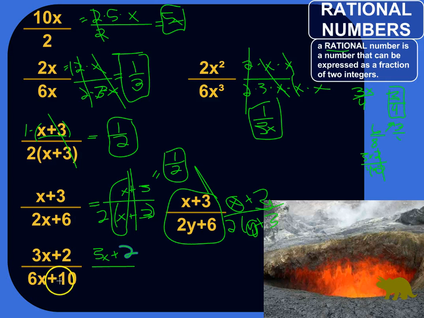So what can we do here? What about a 2? 2 times what is 6x? 2 times 3x is 6x. 2 times what is 10? 2 times 5 is 10. All right? Well, we got pretty close here. But 3x plus 2 and 3x plus 5 are not the same. So we cannot cancel these out.